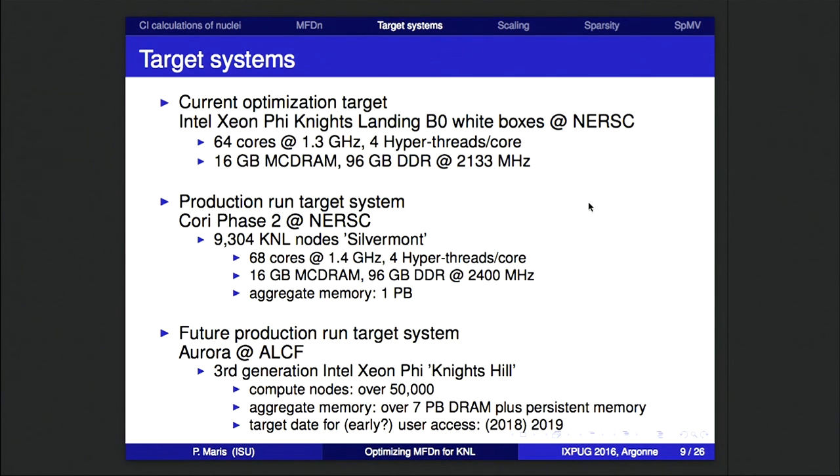So now the second half is the actual optimization that we did for the KNL. The results I show are all on the KNL white boxes at NERSC using 64 cores, 16 gigabytes of MCDRAM, 96 DDR. The production target system would be Cori Phase 2, and in the long run, we also hope to port this to Aurora in a few years.